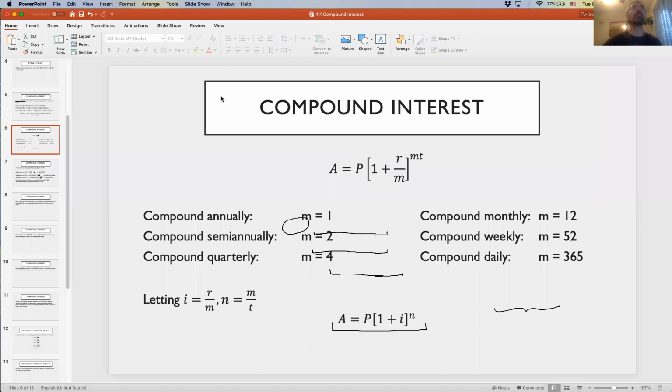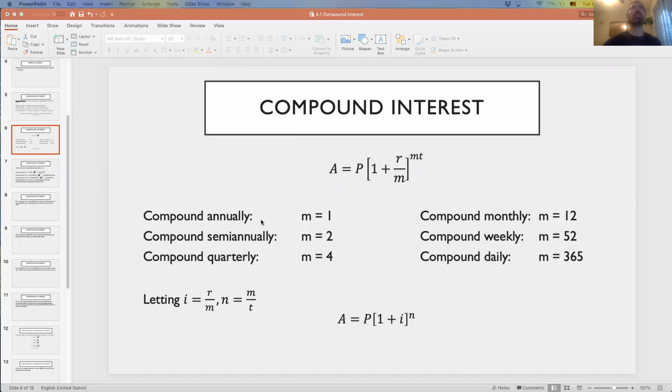For example, we can compound annually, right? That means that we're going to deposit the interest once every year. There's also compound semi-annually, to where you deposit the interest twice a year. Compound quarterly, we'd be depositing the interest at the end of each quarter. There's 4 quarters in a year, so we deposit the interest 4 times in a year.